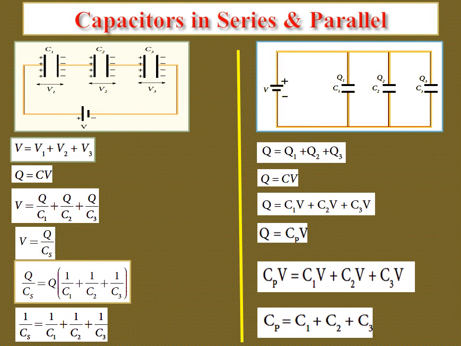Similarly, the equivalent capacitance of capacitors connected in parallel is equal to the sum of the individual capacitances. That is, CP is equal to C1 plus C2 plus C3. And the equivalent capacitance CP in a parallel connection is always greater than the largest individual capacitance. So, in a parallel connection, the area of each capacitor adds to give more effective area, such that the total capacitance increases.